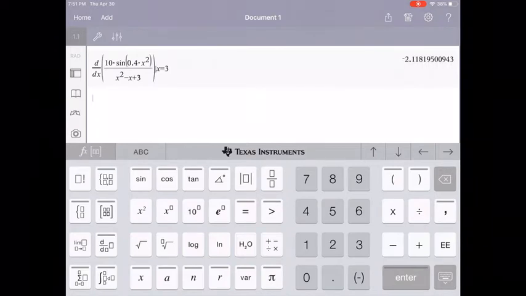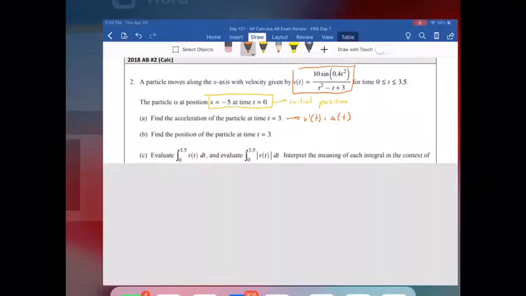Gives us our answer. So it is possible to find this derivative by hand, to be honest. You would just have to do a very complicated quotient rule. But since this is a calculator question, no point of doing that. Can you still get the right answer? Yes. But we're trying to save some time here. So it looks like our answer is negative 2.118 if we rounded to 3 decimal places.